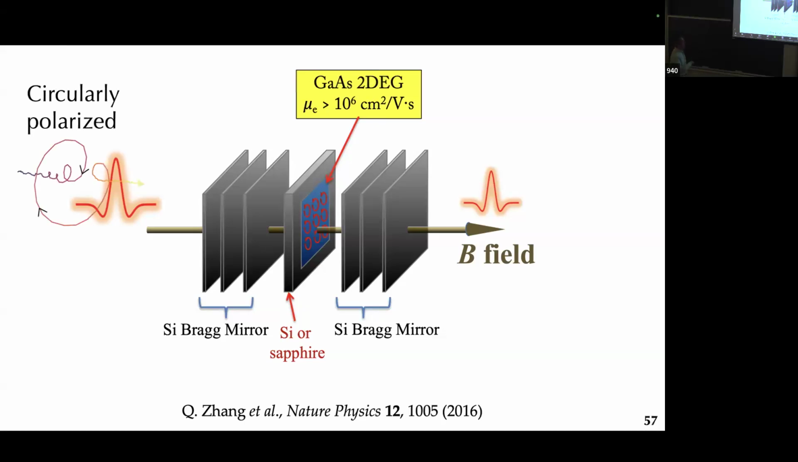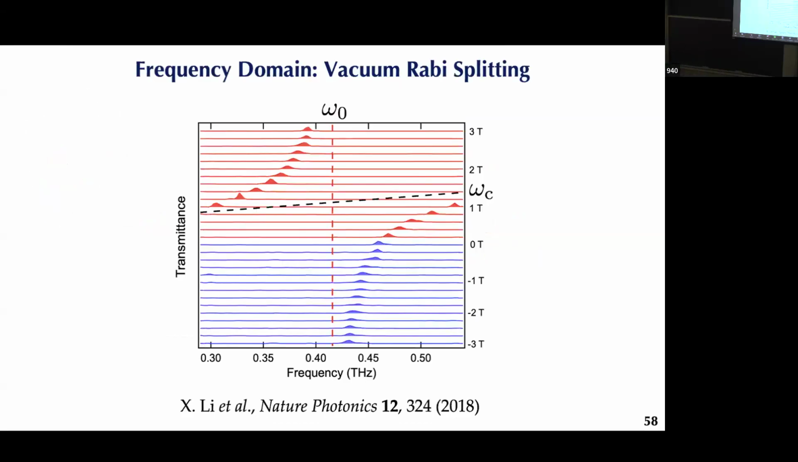And we often circularly polarize the terahertz radiation. This is important because the magnetic field breaks time reversal symmetry. So the electrons are moving only in one direction, cyclotron motion. So the sense of circular polarization of the probe beam is very, very important. And these are experimental transmission spectra taken at various magnetic fields from minus 3 tesla to 3 tesla.